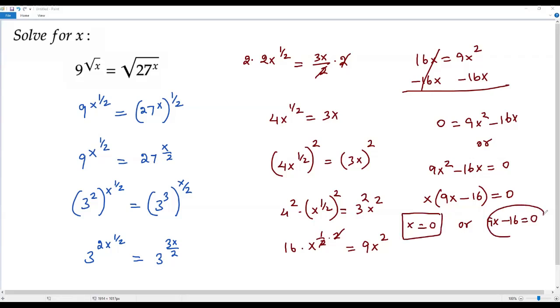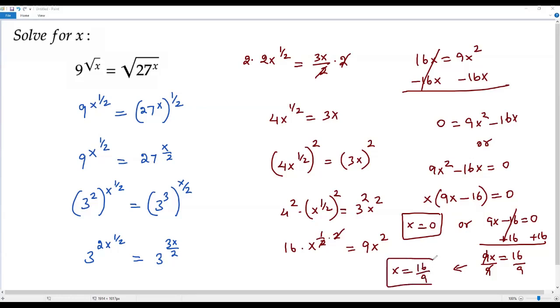Now let's solve the other equation, 9x minus 16 equals 0, for x. For that I have to add 16 to both sides, so negative 16 and positive 16 will cancel. I'm getting 9x equals 16. To solve for x, I have to divide both sides by 9. So this 9 will cancel out, and the value we get for x is 16 over 9. So when I solve the given exponential equation, I'm getting two values for x: one is x equals 0, and the other one is x equals 16/9.